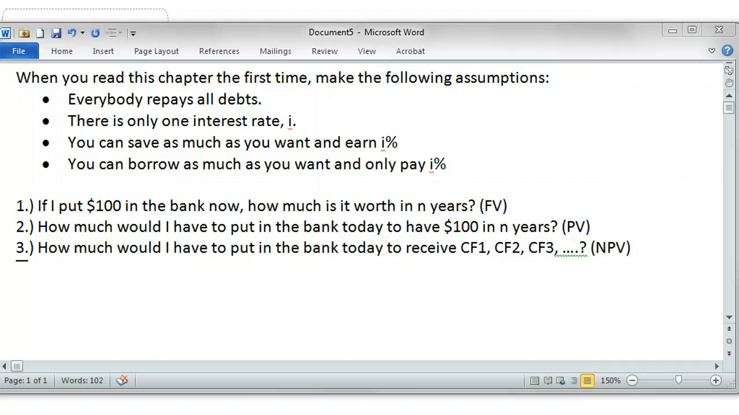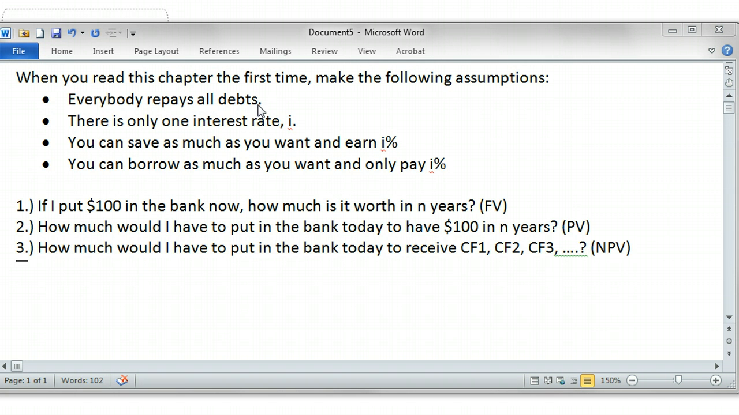Okay. The thing which I believe is important for understanding net present value is understanding the assumptions that are used to make it make sense. So when you read this chapter and you're trying to understand net present value or yield to maturity, it's very helpful to stick with a couple assumptions. First, and these assumptions are kind of an idealized world.